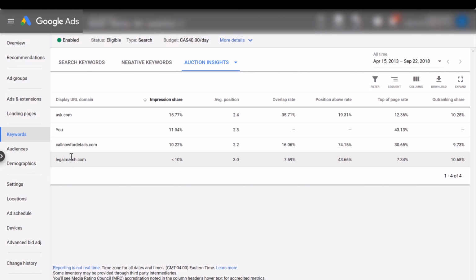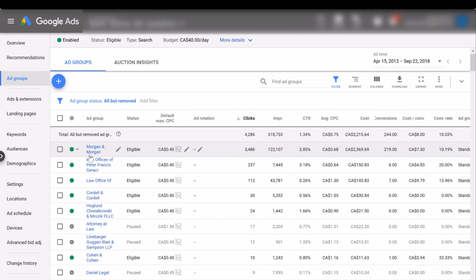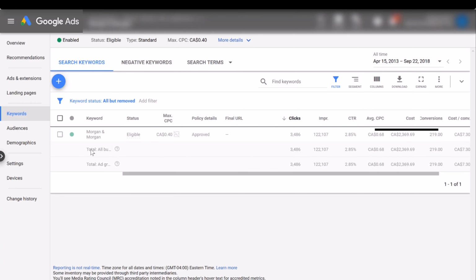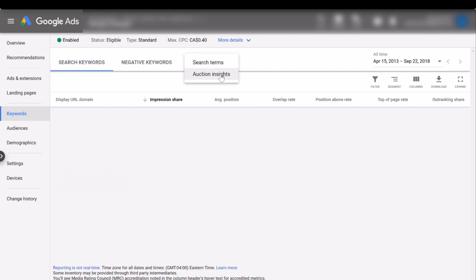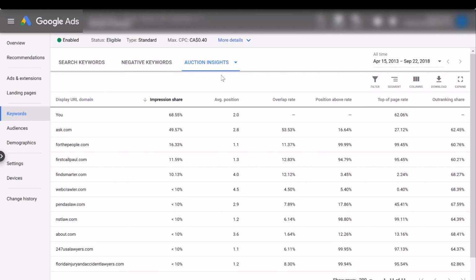So let's go ahead and actually go into one of our ad groups. We'll go to an ad group itself, and then we'll target more granularly. So we'll go into Morgan & Morgan. And then once again, there we go. Now based on this particular ad group and those particular keywords that are in this ad group, you can see the competition is more specific towards the keywords that are present.